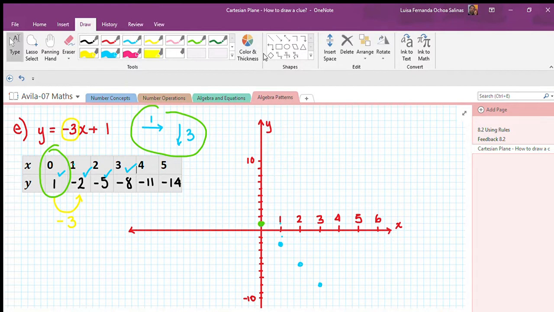Now I'm going to draw my line. So I start with one of these points here, and I just make sure that it goes through all those points, and I continue my line as much as I want.